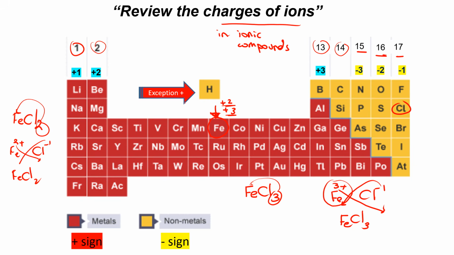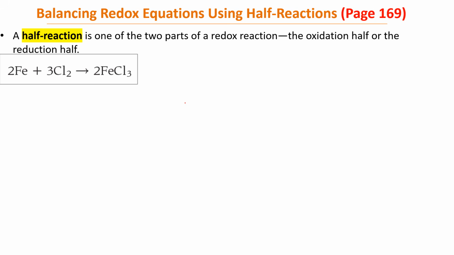So this is a revision because we are going to use it. Now, without waiting, let's learn the steps that we use to balance a redox reaction using the half reaction method. Again, a half reaction is one of the two parts of a redox reaction, either the oxidation half or the reduction half. We now have an ordinary chemical reaction, a synthesis reaction: Fe combines with Cl to form the ionic compound FeCl3.